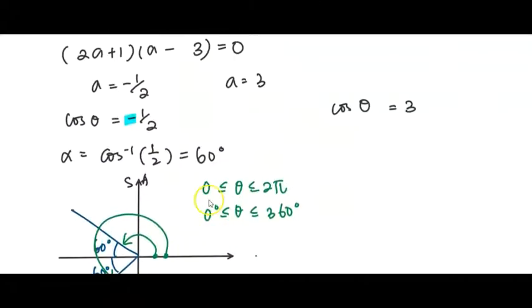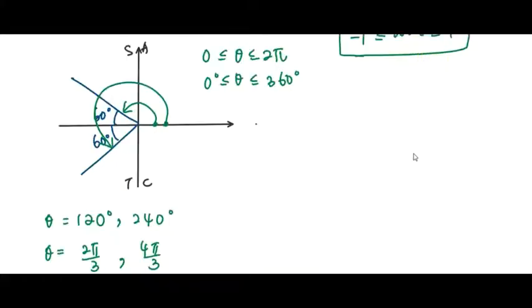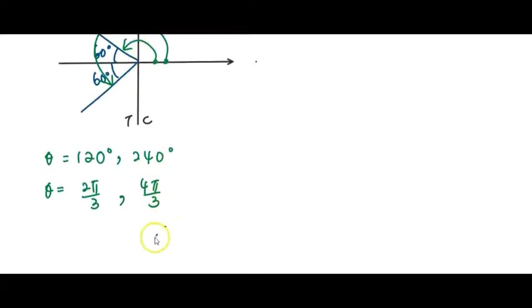Alright, and now we proceed to the next question. For this one, we say that there is no solution for this equation because cos theta maximum can reach 1 and minimum is negative 1. You can recall back to the graph of y equals cos theta. So cos theta equals 3 will have no solution. We just ignore this. And the final answer should be only 2 answers, that will be 2 pi over 3 and 4 pi over 3.